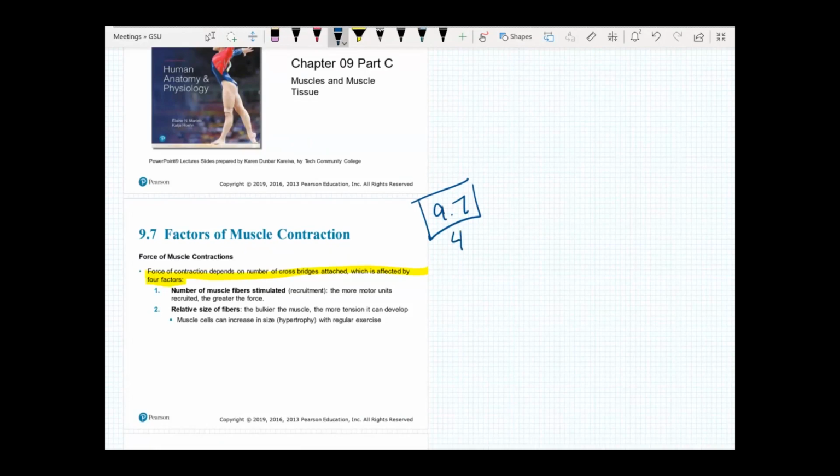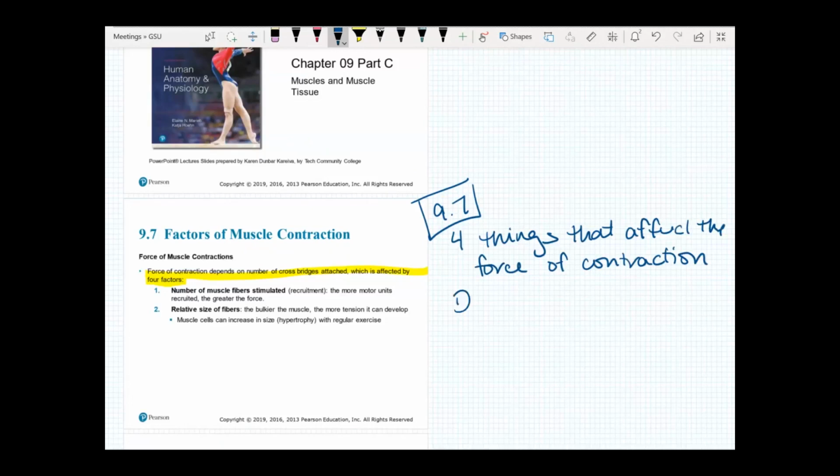So this is going to be 4 things that will actually affect the force of the contraction. It's a summary, basically, of what we've already talked about. First one is the number of muscle fibers recruited. So the more you have, the greater the force.